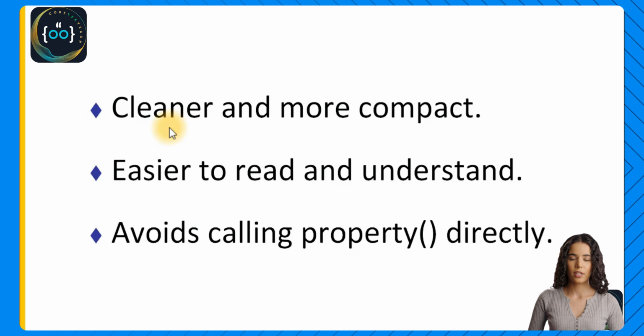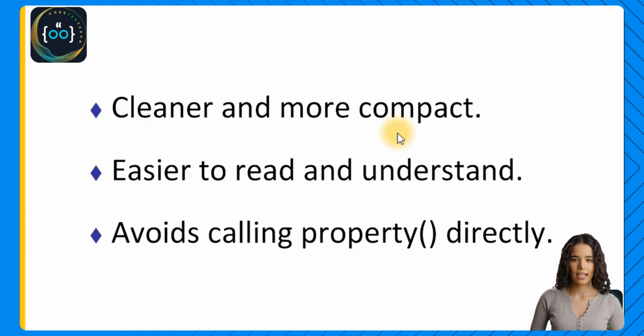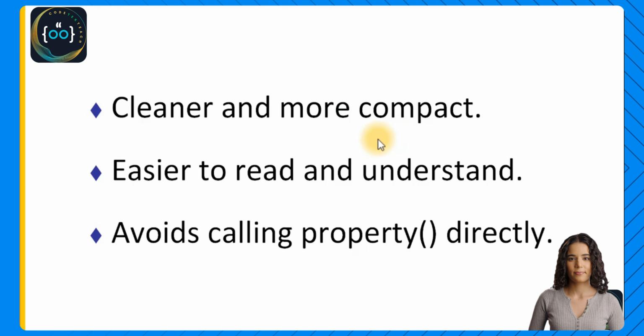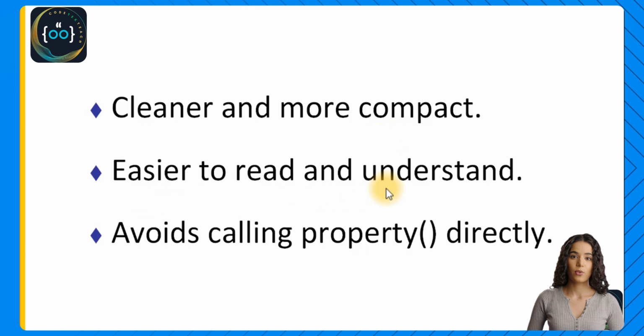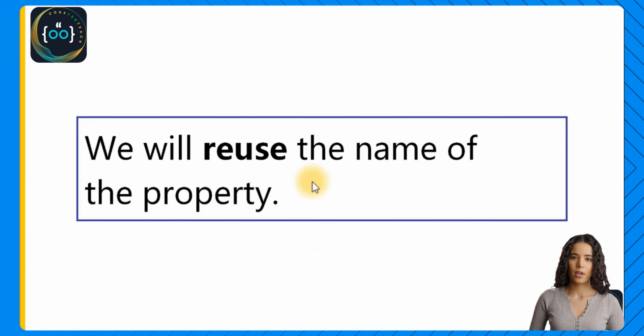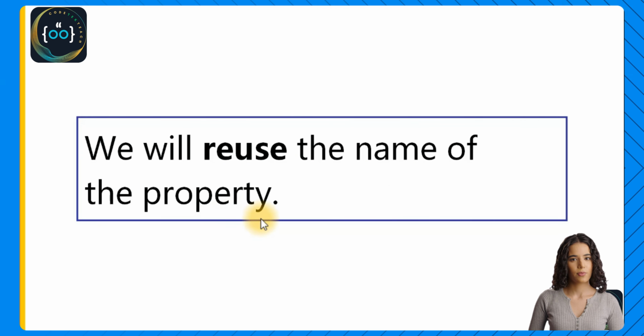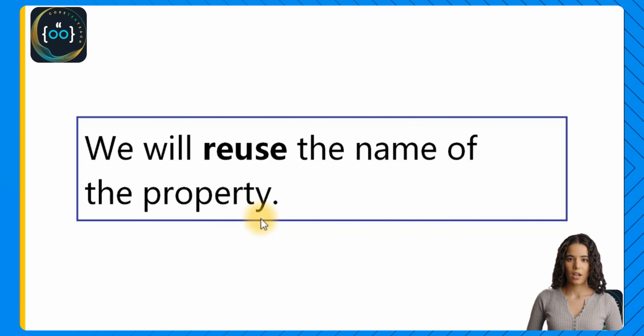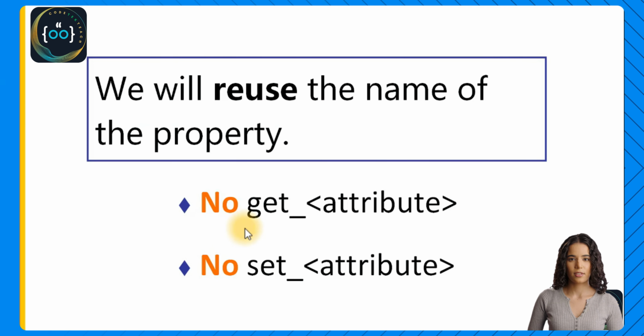The new syntax that you are going to learn right now using the @property decorator is cleaner and it is more compact. So we typically use it in Python. We avoid working with getters, setters, and with the property function whenever possible. We use this syntax that you're going to learn. It is also easier to read and understand, and it avoids calling the property function directly. We will also reuse the name of the property if we use the @property decorator. So we avoid adding new names like the name of the getter and the name of the setter to our list of valid names in the class.